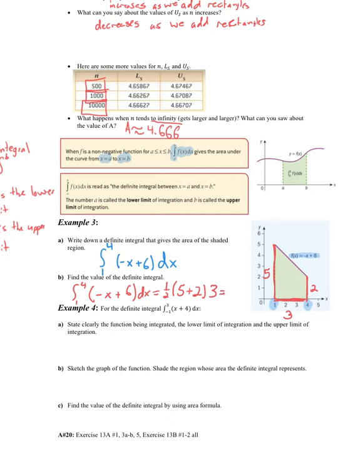And that comes out to 7 halves times 3. Let's see, is that 7 halves? Yeah. So 5 plus 2 is 7, and then 7 times 3 is 21. 21 times 1 half is 10 and a half. Let's do 10.5.